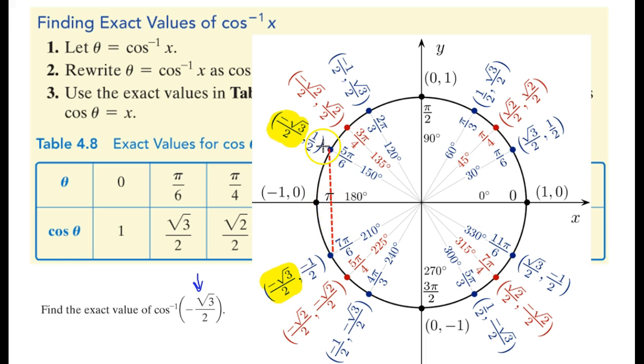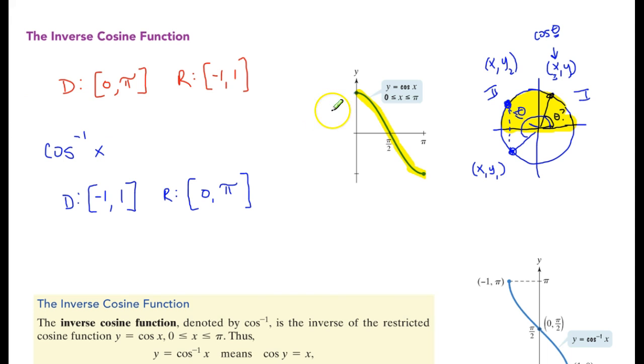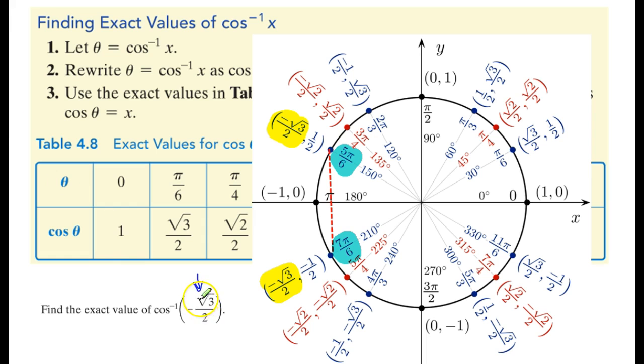Which one of these two angles is arc cosine going to give me? Is it going to give me 5 pi over 6 or 7 pi over 6? It's going to give me 5 pi over 6, because again, arc cosine is only defined in quadrants 1 and 2, between 0 and pi radians. That goes back to this little picture that we had right here. It's only defined between 0 and pi radians. So where do I get the negative square root of 3 over 2?